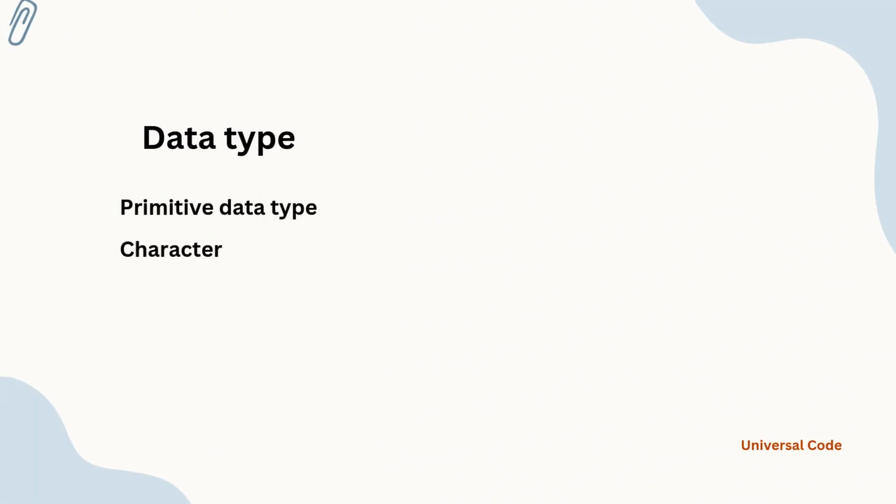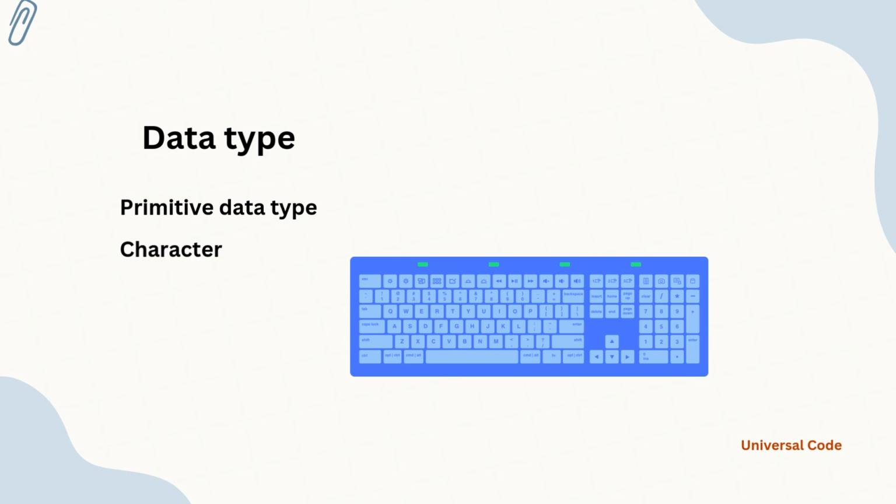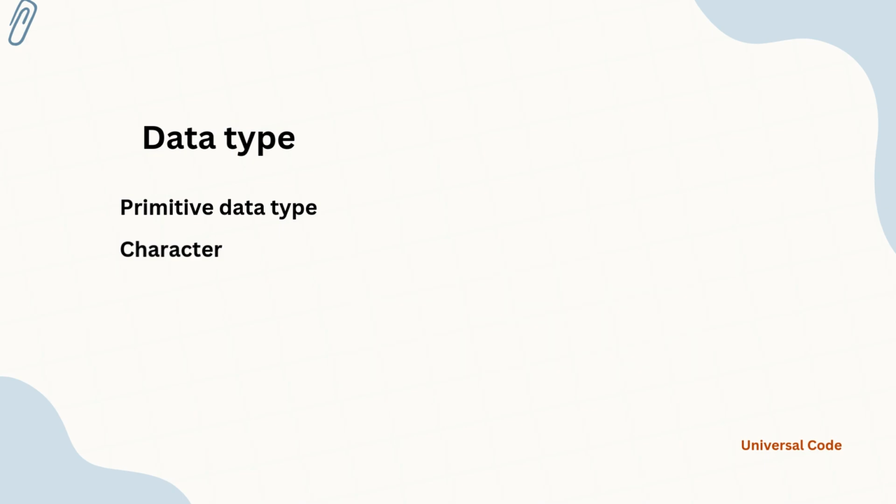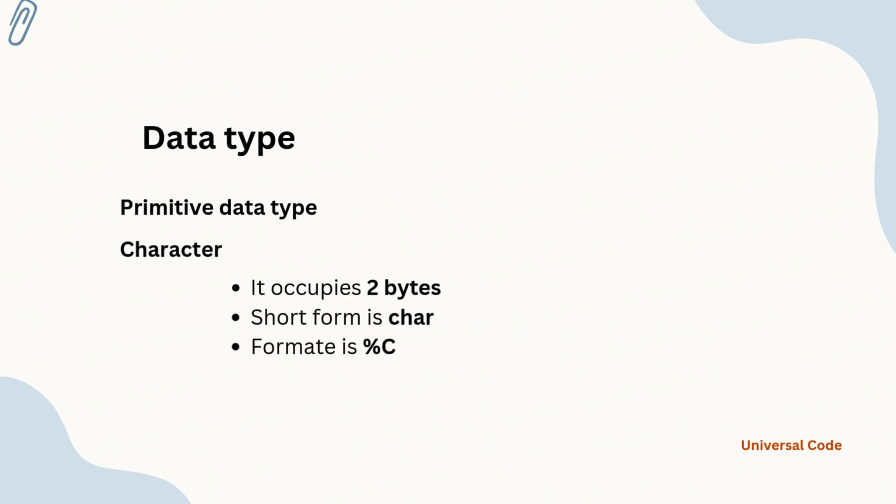Character. On the keyboard every single key is a character, even white space is a character. It occupies 2 bytes of memory. Short form is char. Format is %c. Mainly, a character is always indicated between single quotes. Boolean gives only true or false values. For true it gives 1, and for false 0.